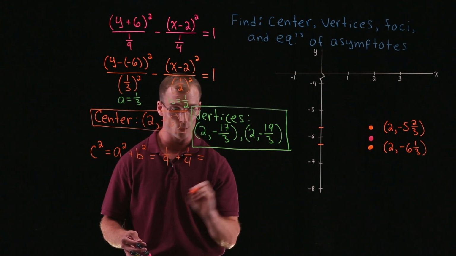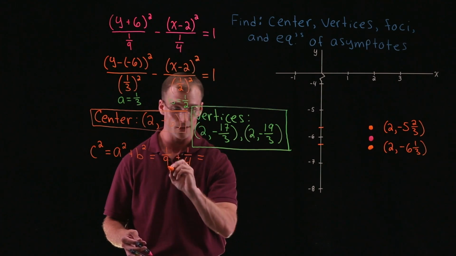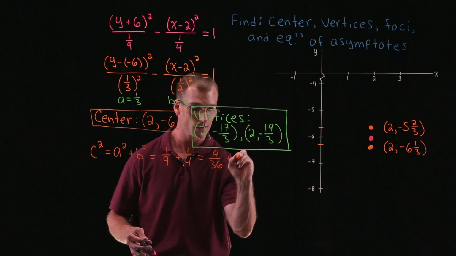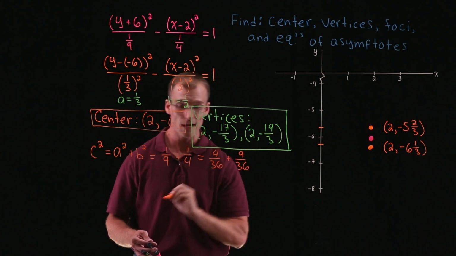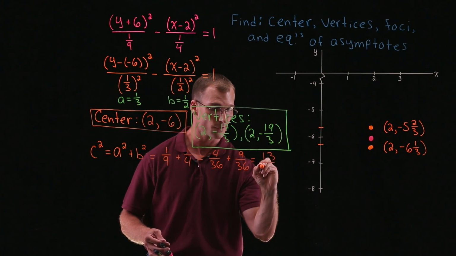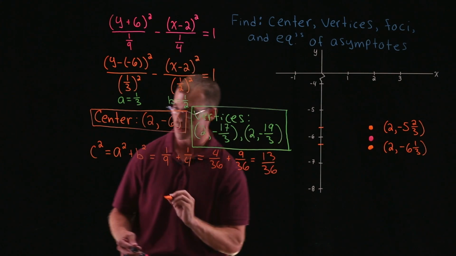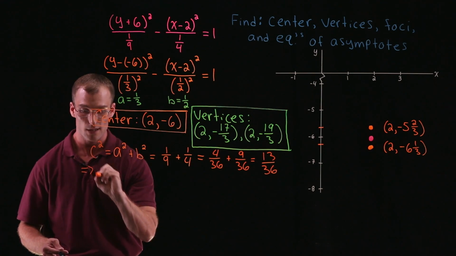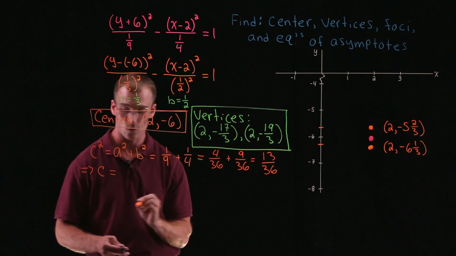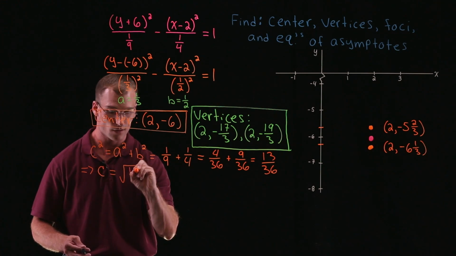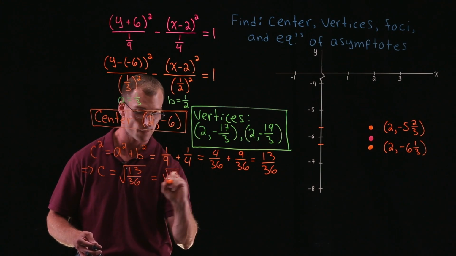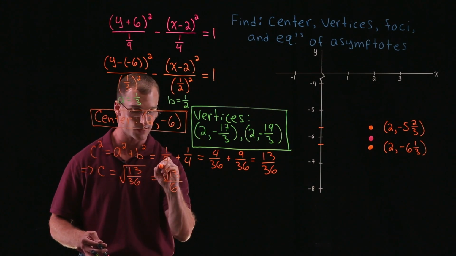So 1/9 plus 1/4, getting some common denominators here, we're going to have 4 over 36 plus 9 over 36, which is going to give us 13 over 36, and that's c squared. And that implies, taking the square root, that c is equal to the square root of 13 over 36, or equal to the square root of 13 over the square root of 36, which is just 6.